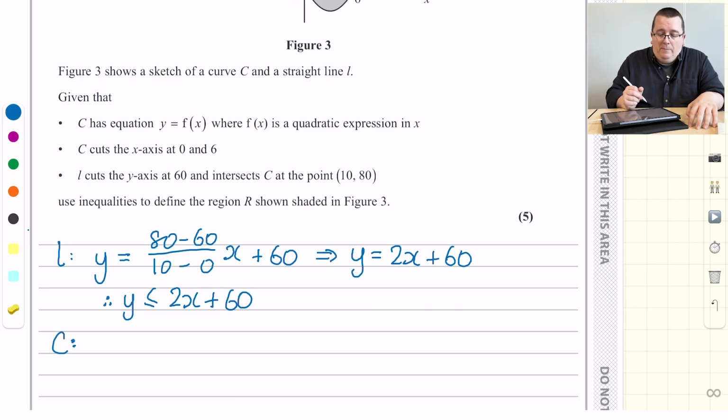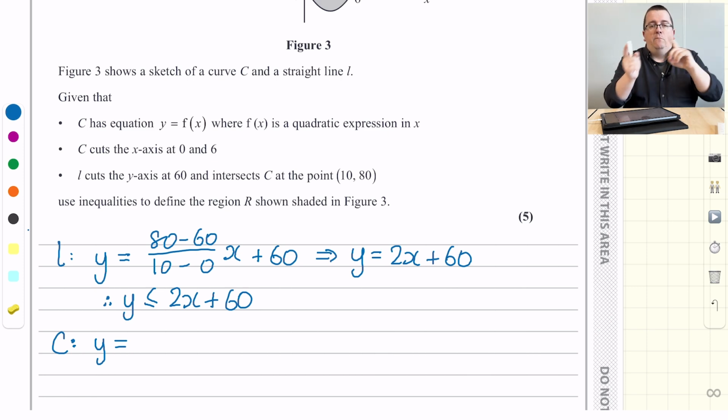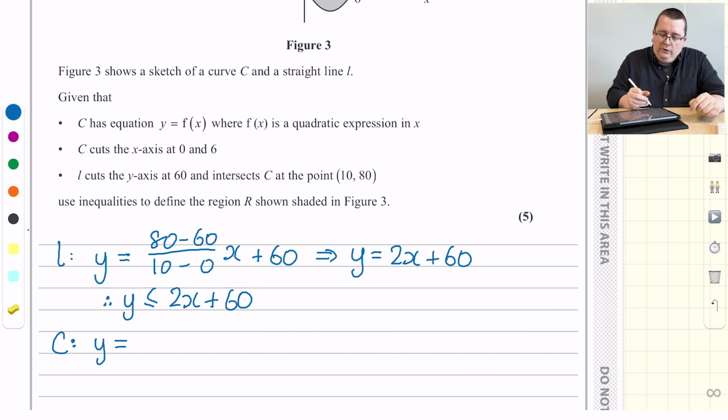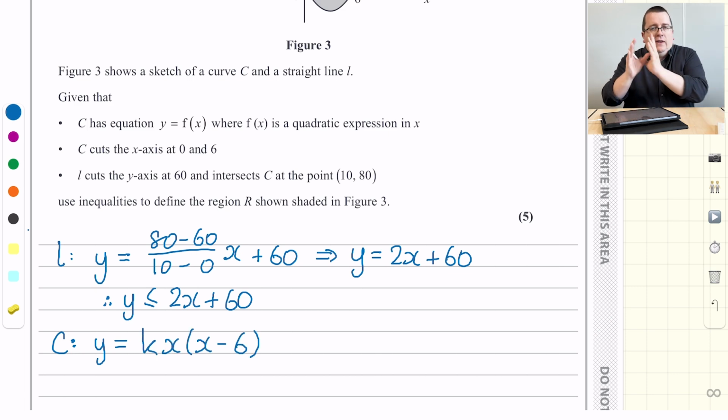Now, this is a parabola that is going through 0 and 6. So we can write it in factorised form, 0 and 6 on the x-axis, but we don't know if there is a multiplier at the front. So it must be of the form k x (x take away 6). So the x take away 6 is the factorised form, the k dealing with the fact that we don't know how stretched out the curve is.